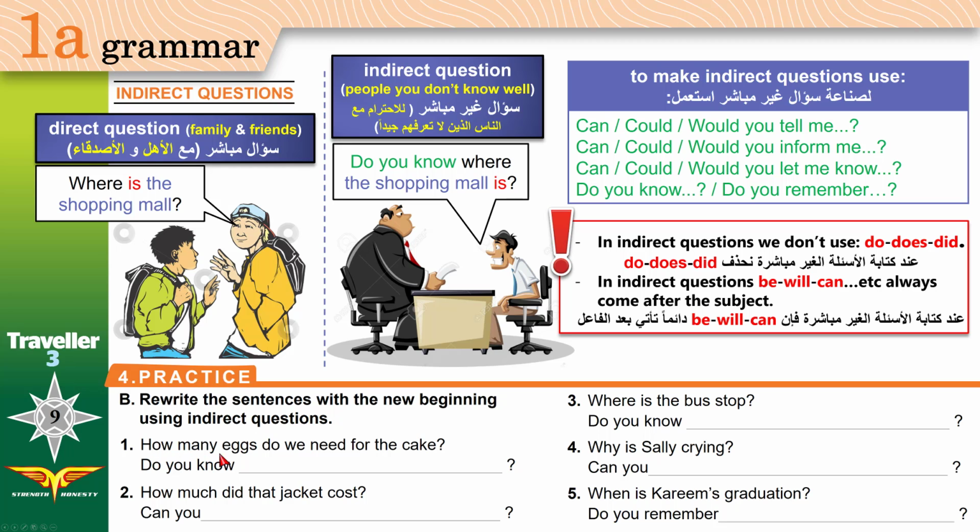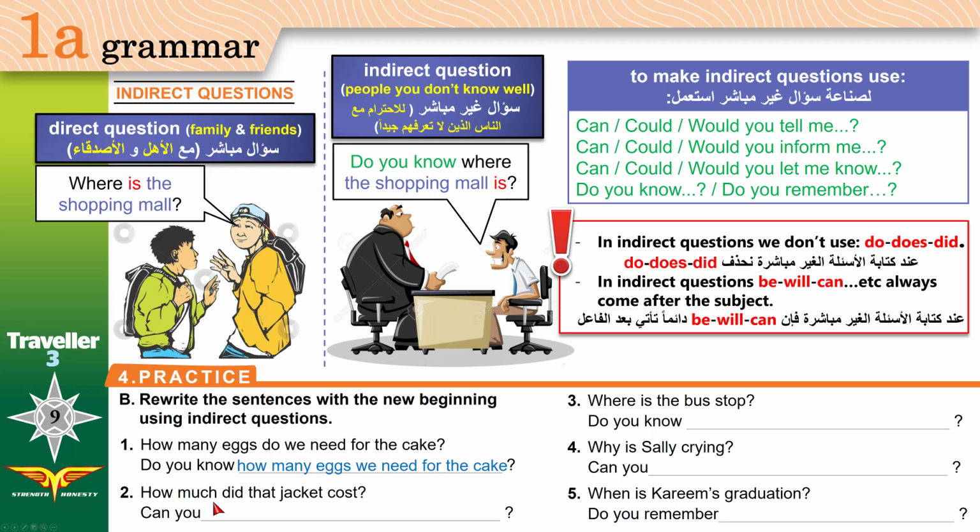1. How many eggs do we need for the cake? Do you know? Look, don't use do, okay? Do you see do here? Don't use it. Do you know how many eggs we need for the cake?